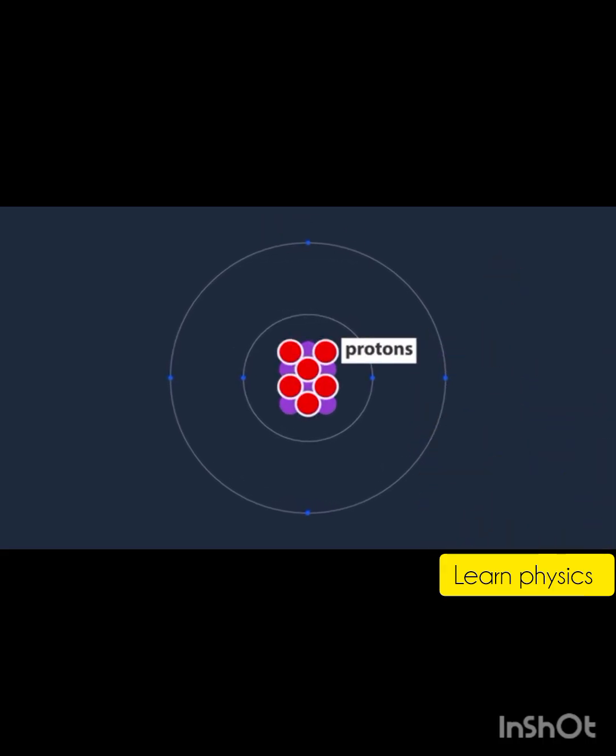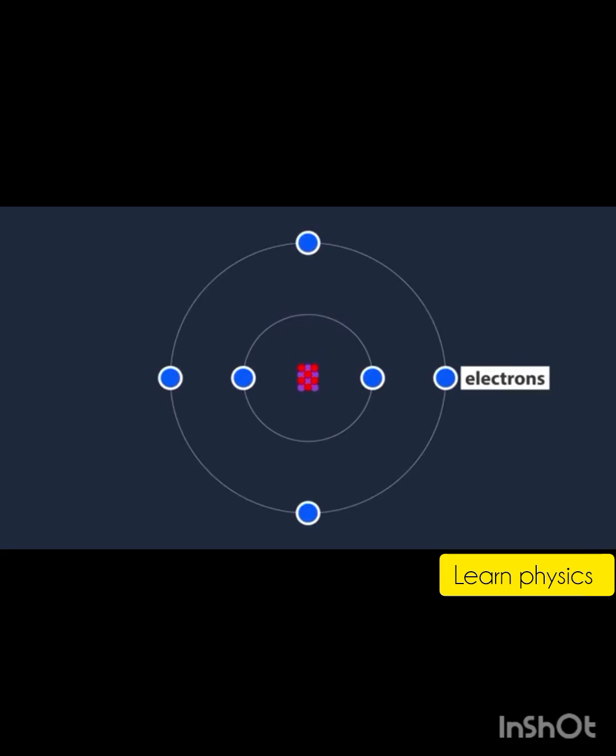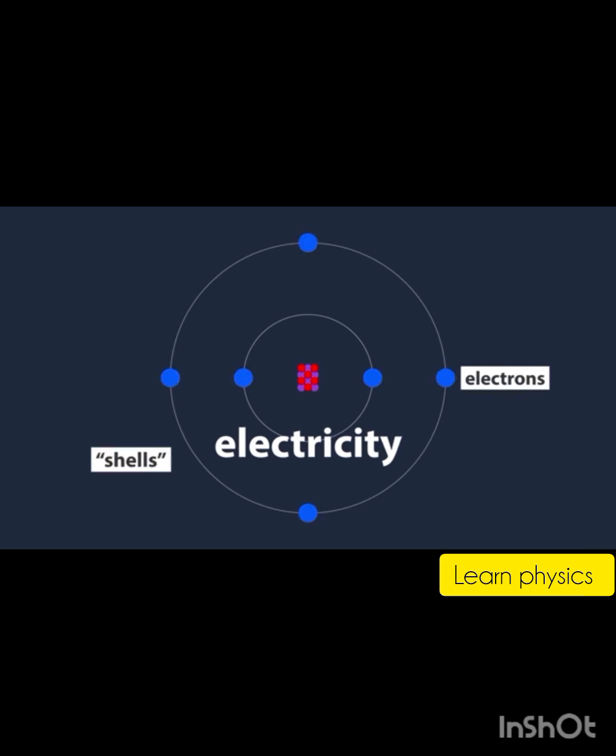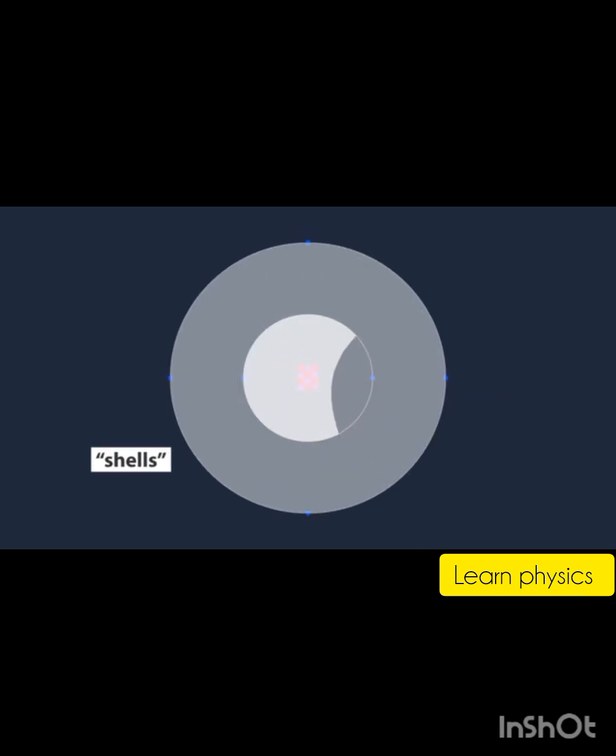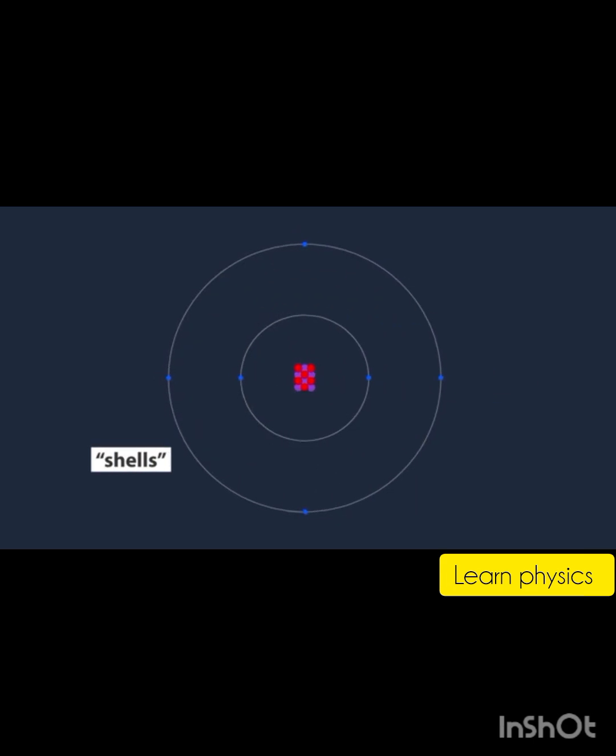Atoms consist of protons and neutrons. These form the nucleus of the atom. Orbiting the nucleus are the electrons. It's these electrons that are responsible for electricity, hence the name. Think of these orbits more as shells surrounding the nucleus.